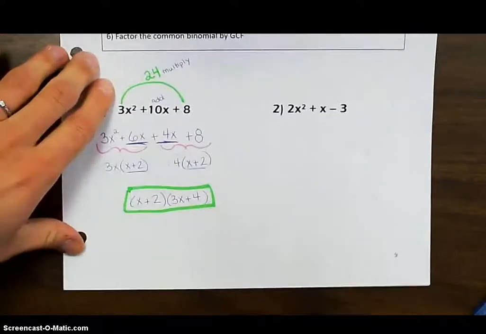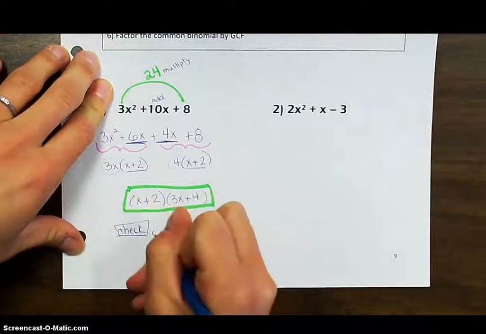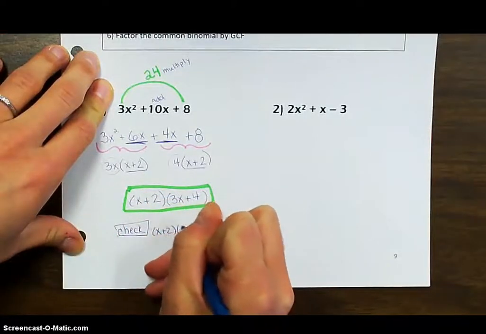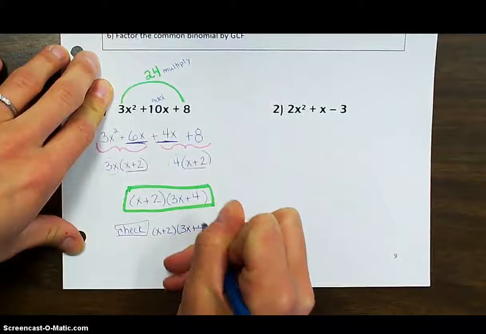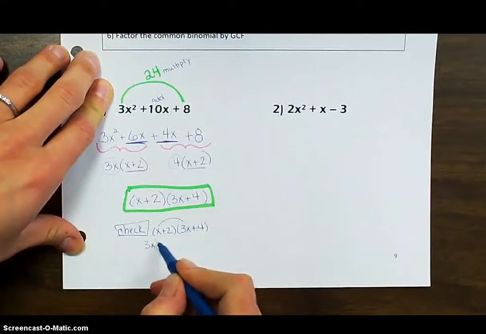Now, as a reminder, we can always check. So if I were to want to check this, I would write it out again, and I would use my long distribution to check it. X times 3 is 3x squared.